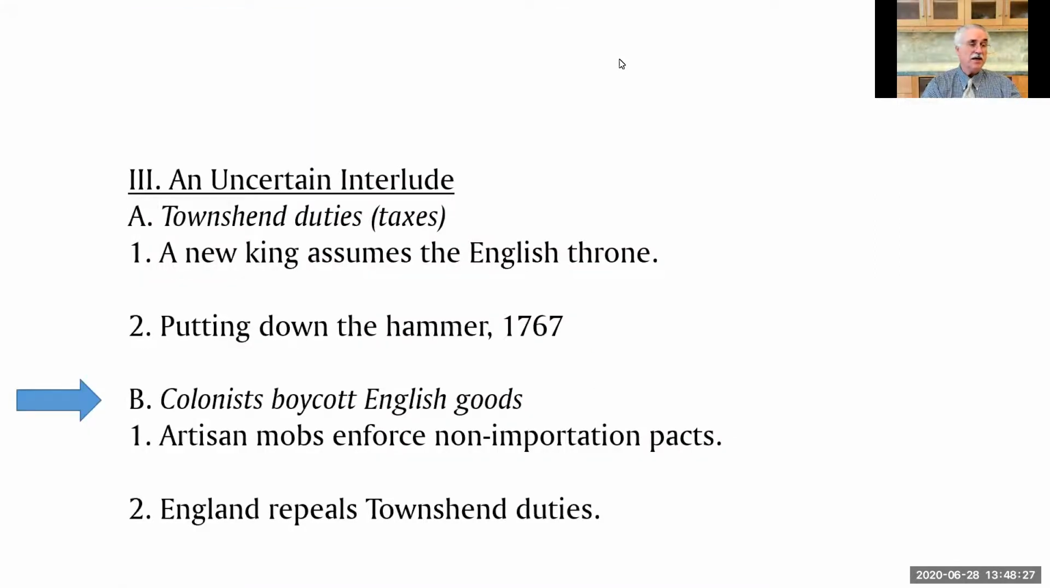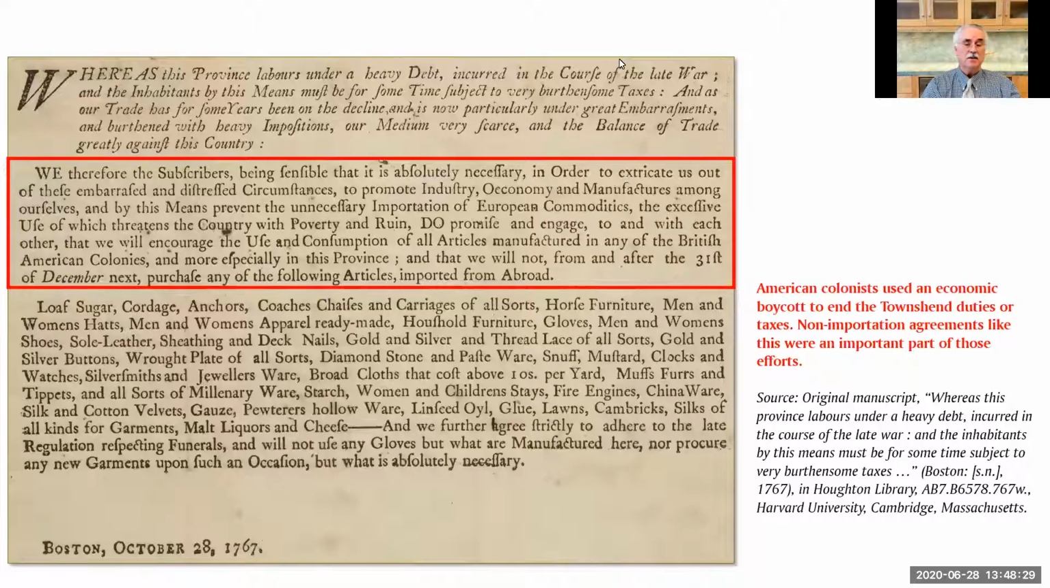So the boycotts began. American colonists used an economic boycott to end the Townshend duties or taxes. This is called a non-importation agreement or non-importation pact. These were a very important part of the efforts of the boycott.